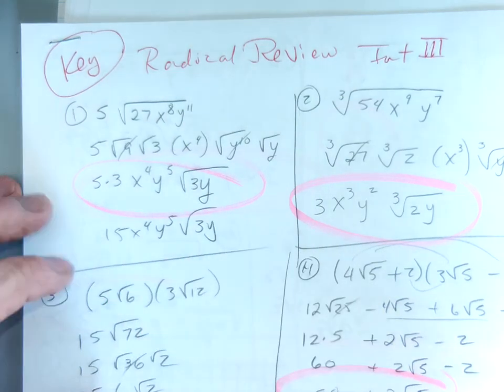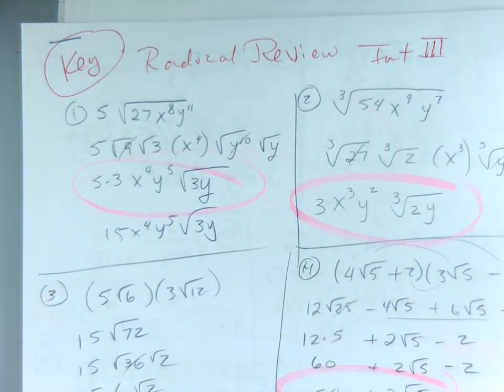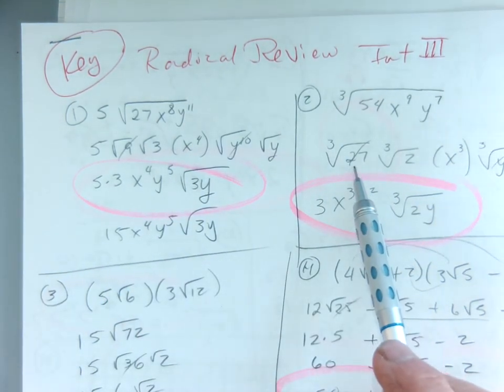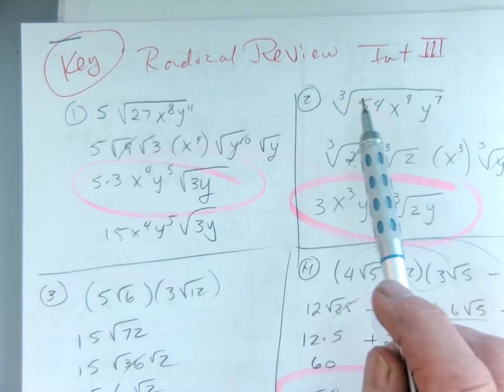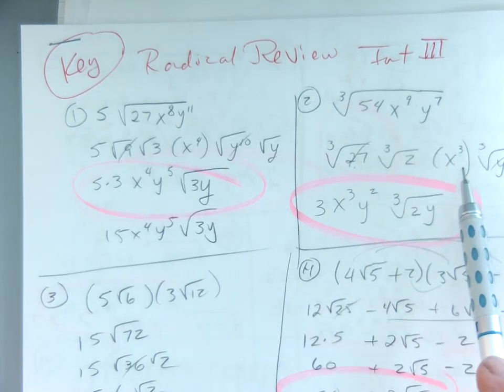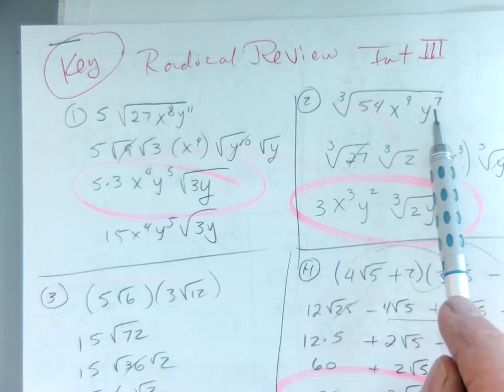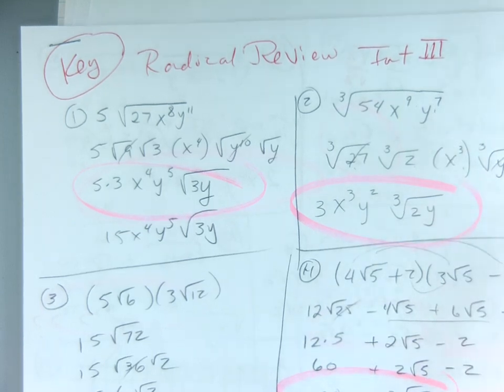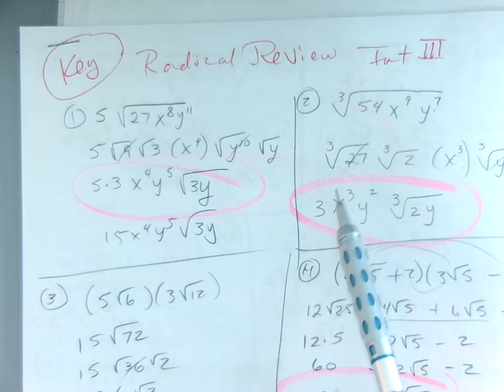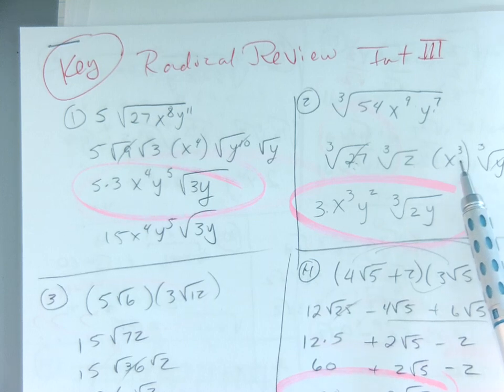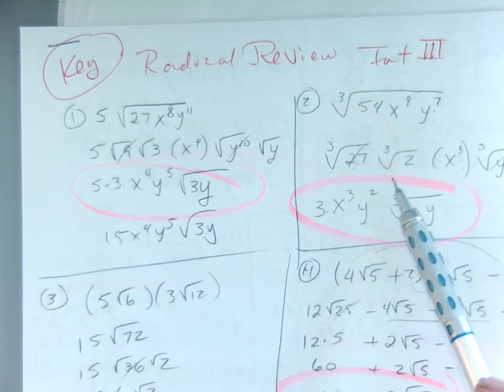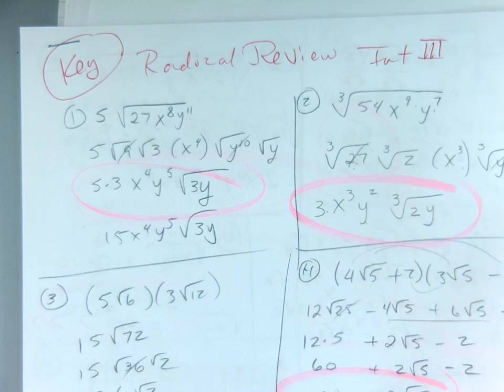x4, y5, square root of 3y. There we go. Number 2, because it's a cube root, I have to break it down a little bit differently. That's a perfect cube, 27 and 2. I want to take a third of the exponents. I took a third of the x9. I made the x7 into x6 so I can take a third of it, and then an x left over. Cube root of 27 is 3. There's my x3. There's my y2. And what's left over is cube root of 2y.